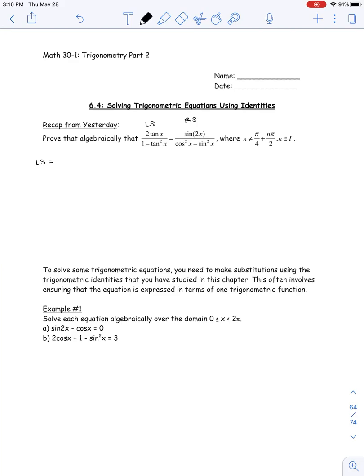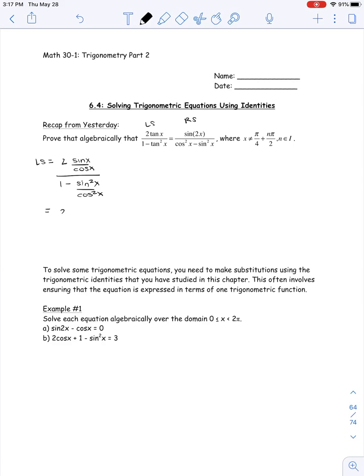So 2 tan x. All we're going to do is replace tan of x with sine x over cos x, divided by, again, 1 minus tan squared x, which we can write as 1 minus sine squared x over cos squared x. So that's going to be the left side so far.